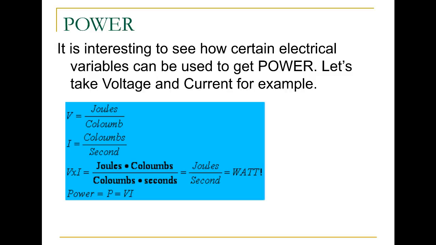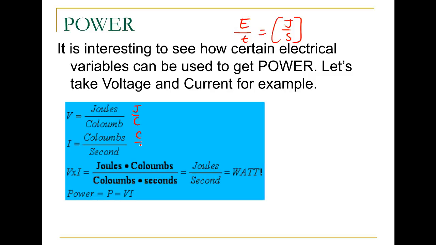So where does that come from? The definition of power is energy over time, which is units of joules per second. So if we can take our units of electrical quantities and rearrange them to get joules per second, then we have power. So voltage is joules per coulomb, right?